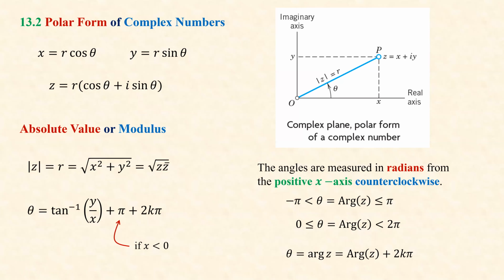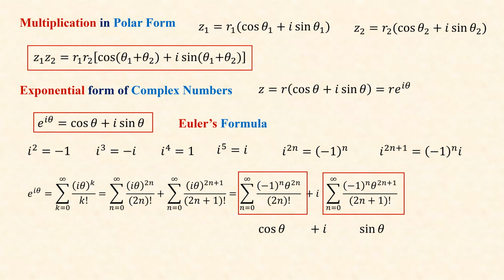All right. So then we looked at the multiplication of two complex numbers in polar form, and we saw that when you multiply z1 and z2, which have absolute values or moduli r1 and r2, and angles or arguments theta 1 and theta 2, the moduli multiply together, but the angles add.